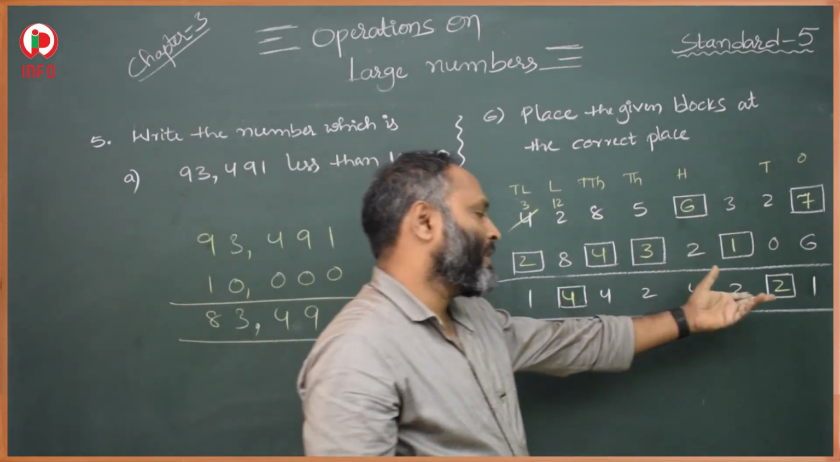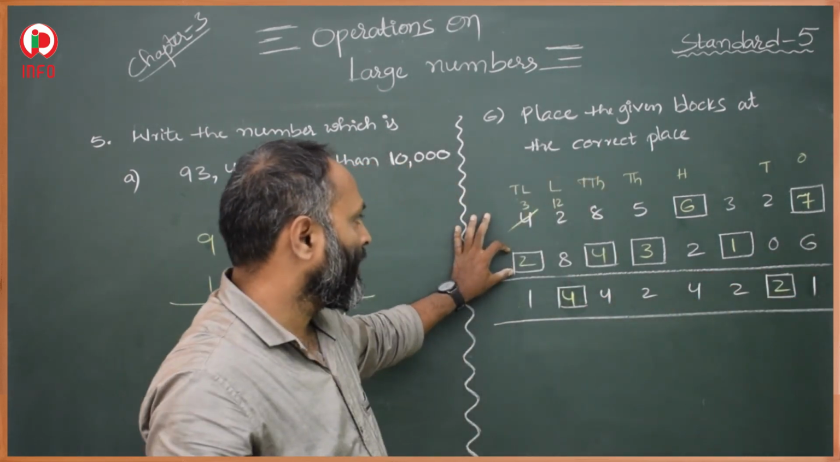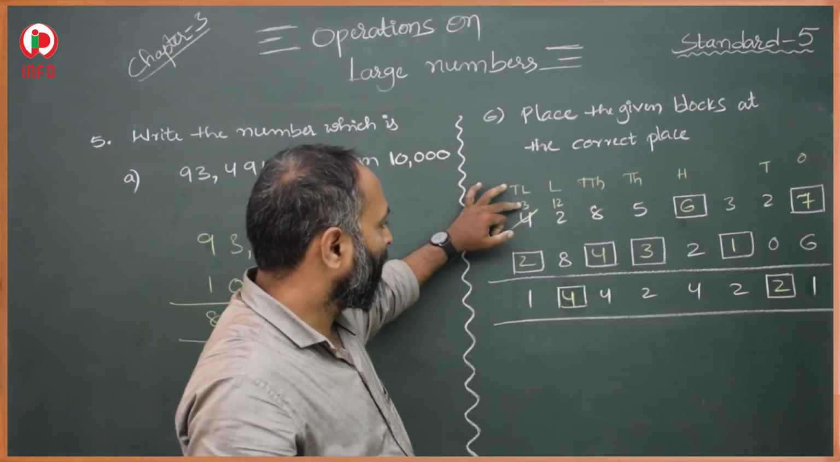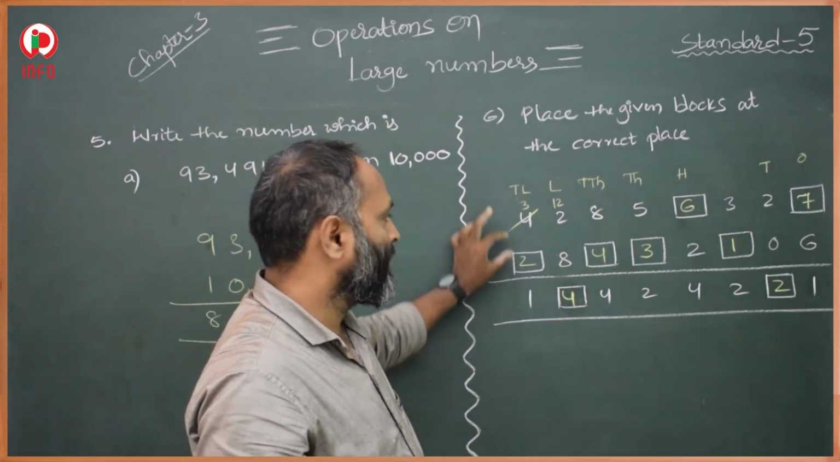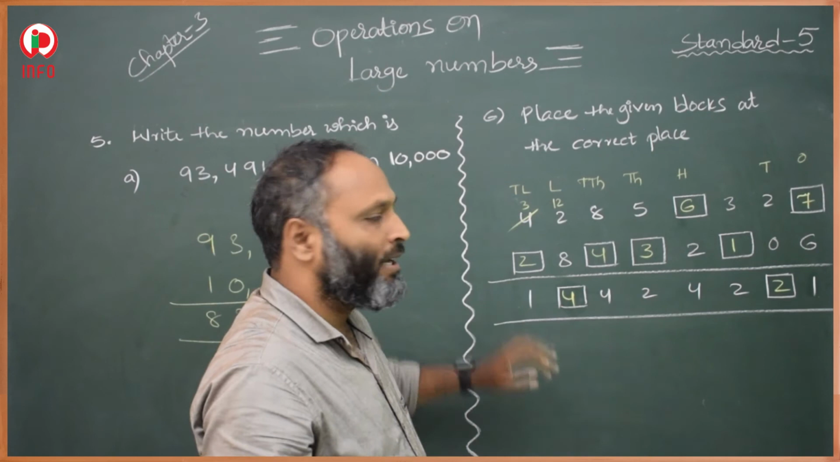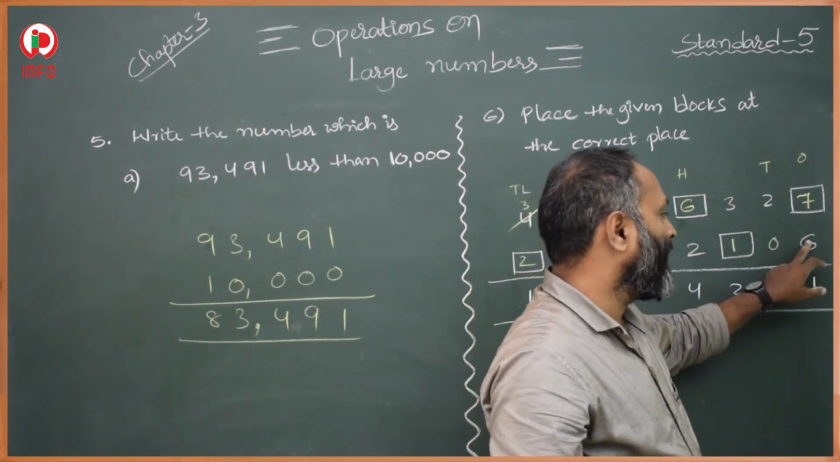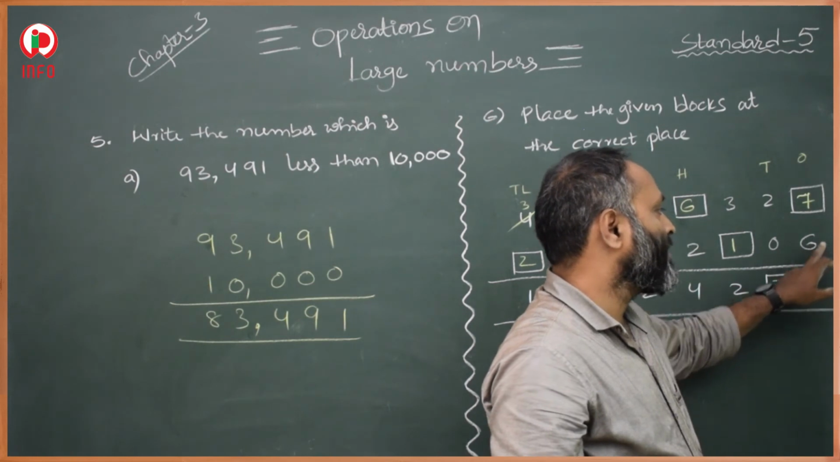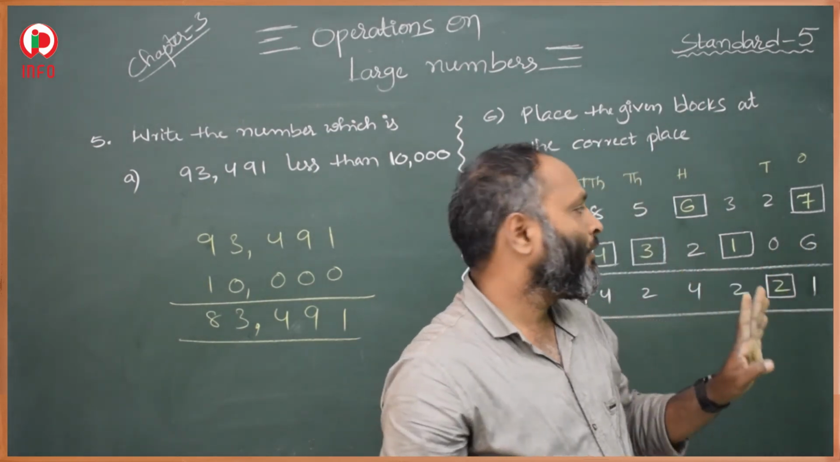Whenever the subtrahend is not given, then we subtract the difference from the minuend, and we will get the subtrahend. If the minuend is not given, we have to add subtrahend and difference. This is the method, this is the formula.